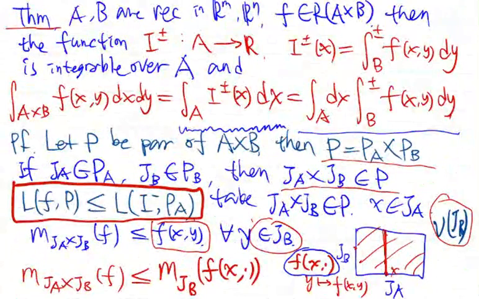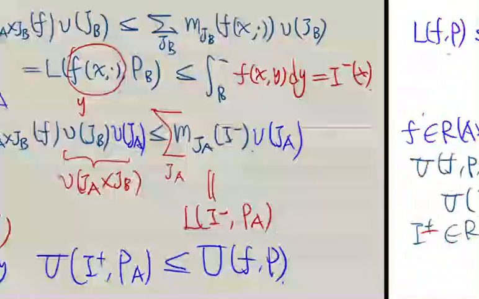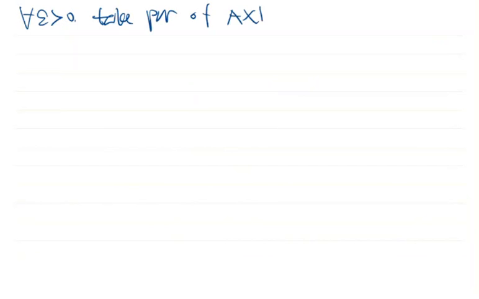Here, the conclusion here has already been proved. This should be integrable over A. But we still need to prove that the integral equalities are true. Okay, but this is also not difficult. We will prove this. Now, for any epsilon positive, we can take a partition of A cross B. The partition is denoted by P.